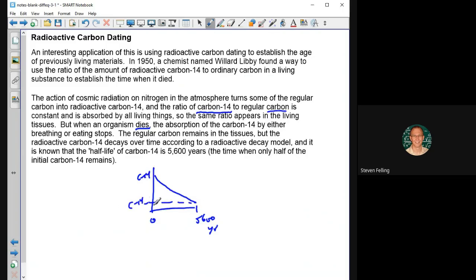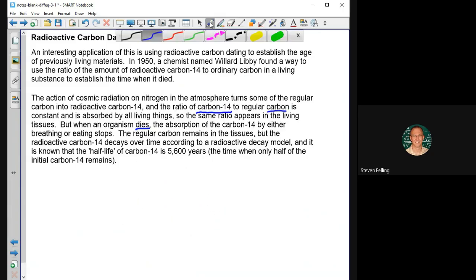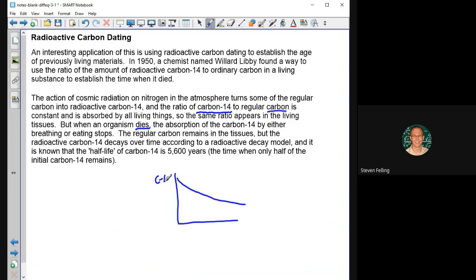So that wasn't a very good graph. Let me draw that over again. We know something called the half-life, which is how much time it takes for half of it to decay. So if you start out with some initial amount of carbon-14, there will be some point when you're down to half of the amount you had at the beginning. And that time is called the half-life, which for carbon-14 turns out to be 5,600 years.